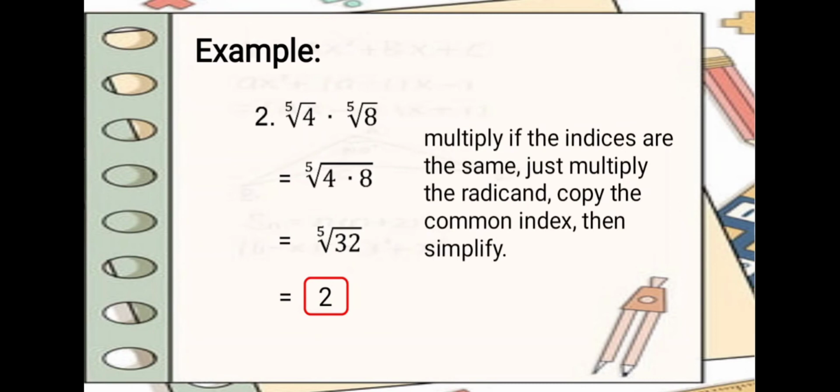So, we will multiply if the indices are the same. So, kapag pareho yung bawat index sa given, pwede nating i-multiply yung radicand. And syempre, kopyahin natin yung magkaparehong index. Then, simplify. Katulad ng ginawa natin dito sa ating given.